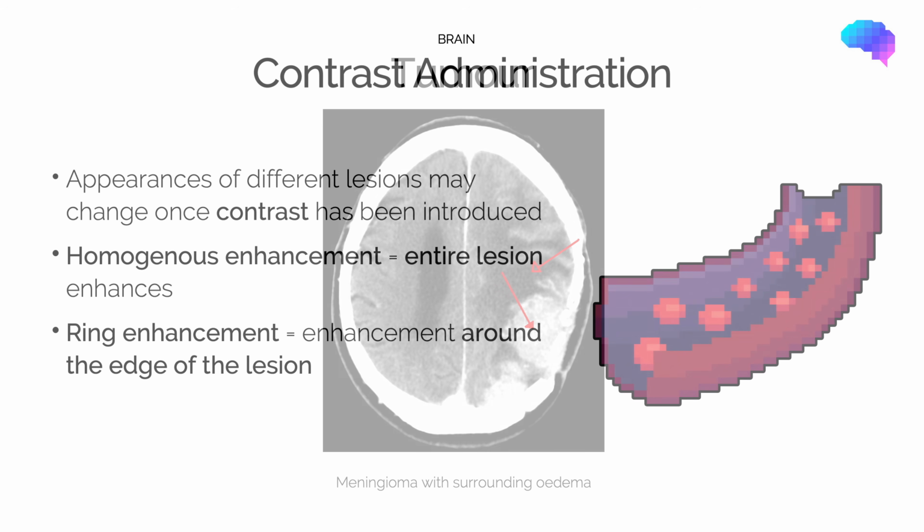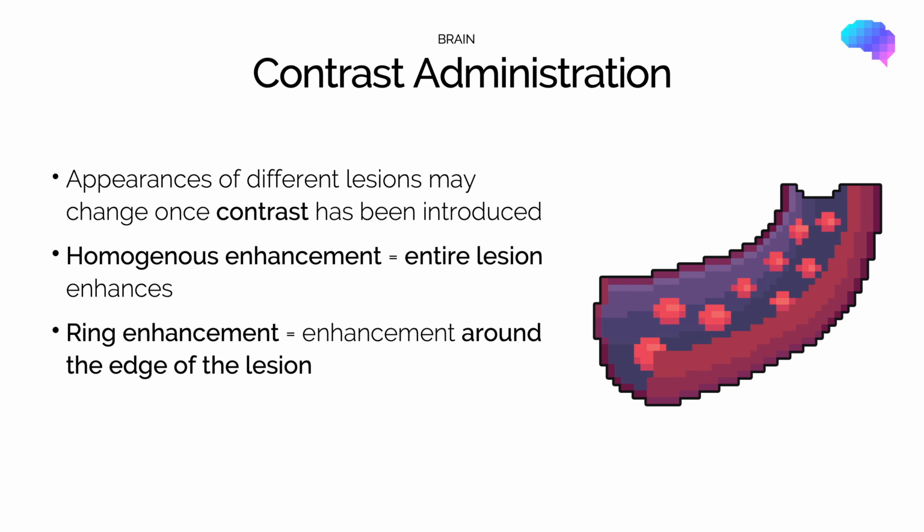So all of the previous scans that we've looked at have been plain CT head scans with no contrast. But sometimes if we want to better identify a lesion, we could administer contrast to see how it reacts. And there are a number of different responses. First of all, homogeneous enhancement is where the entire lesion will light up with the contrast. But in some lesions, only the edge enhances, creating a ring of enhancement after contrast is administered. And this is called a ring enhancing lesion. Whether the lesion is homogeneously enhancing or ring enhancing can mean that the underlying pathology is different.